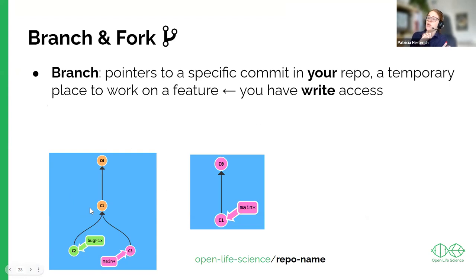Branches and forks are basically copies or offshoots of your repository. A branch exists as a parallel version or a copy within your own repository. Branches can only be created by people you've given edit rights within your repository.